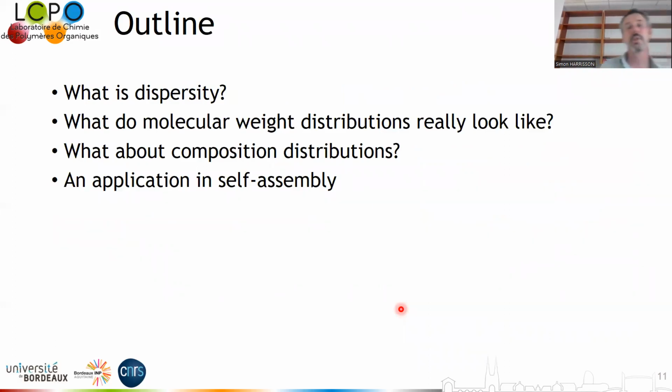So what I want to show in this presentation is, I'm going to start by talking about what dispersity is. Then I'll move on to looking at what molecular weight distributions really look like, and talk about composition distributions in the case of multiblock and gradient copolymers, and finish with an application in self-assembly of amphiphilic gradient copolymers, where we've taken some of these concepts about composition distributions and the kind of random variation that's inherent in them in order to generate a simpler structure that mimics a gradient copolymer.